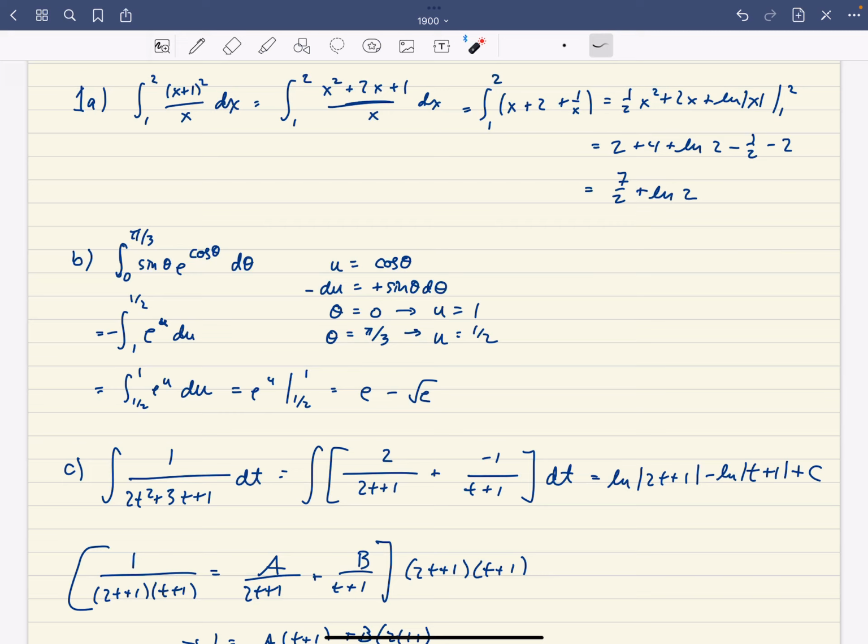So for the first integral, we just expand (x + 1) squared, group all the terms, and plug everything in. It's pretty straightforward. For the second integral, what we did was we substituted u as cosine theta. That made du minus sine theta d theta, and then we changed the bounds, and we ended up with e minus square root of e minus e to the 1/2.